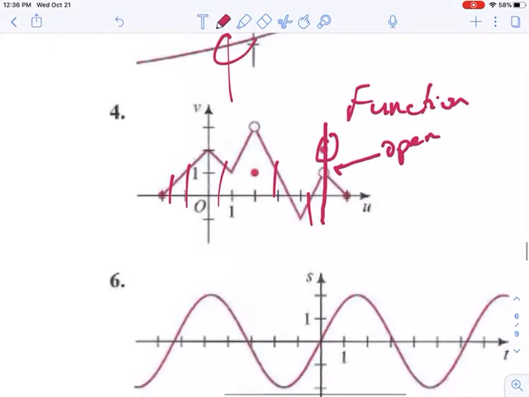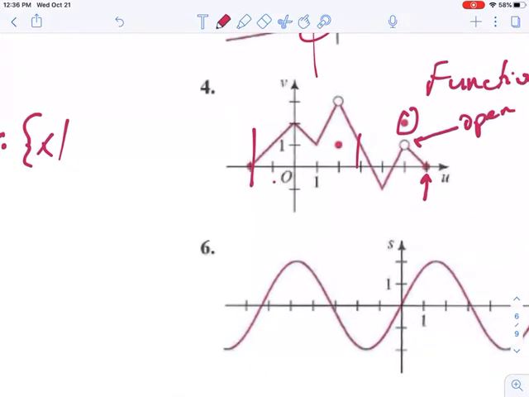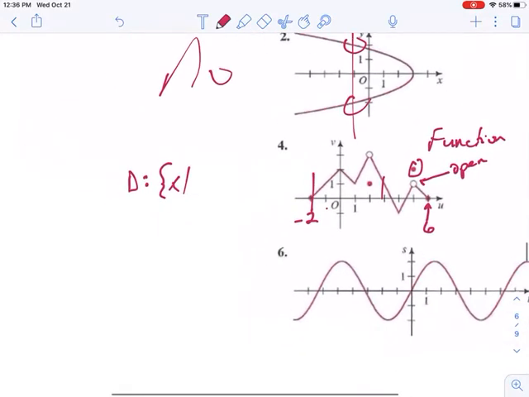Okay, they wish us to give the domain. Let me clear out some of this stuff so I can see what my numbers are. All right, domain starts here. That's a solid dot on the end. It does not go any further. Ends here. That's a solid dot, does not go any further. So the domain would be the set of all x such that, all right, so this is -1, that's -2, 1, 2, 3, 4, 5, 6. x is between -2 and 6, so -2 less than or equal to x, less than or equal to 6.